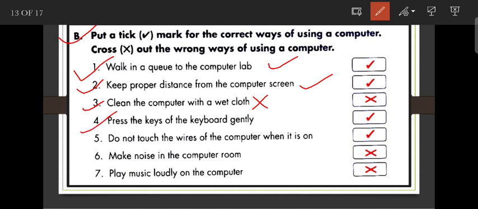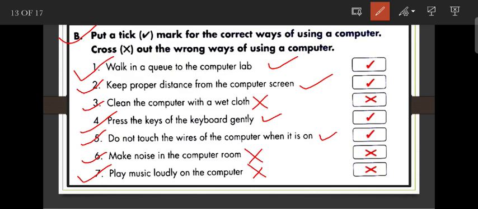Next is number four, press the keys of the keyboard gently. So this is the correct way of using your keyboard. Next is number five, do not touch the wires of a computer when it is on. So this statement is also correct. Next is make noise in the computer room. This is very bad manners. Don't make any type of noise in the computer room. Next is play music loudly on the computer. This is also very bad manners. So don't play loud music on a computer.